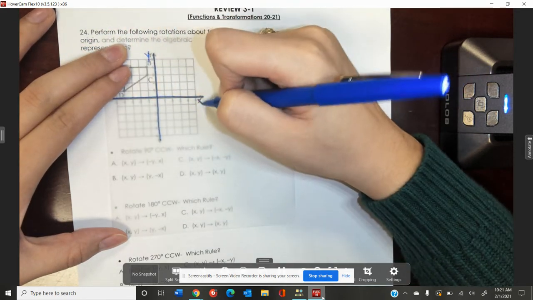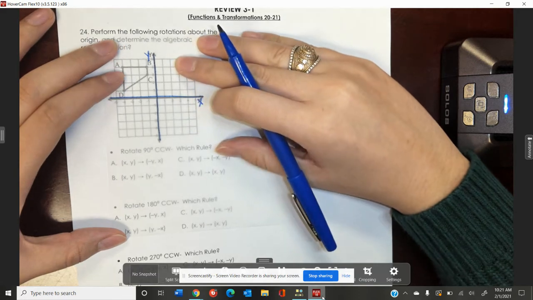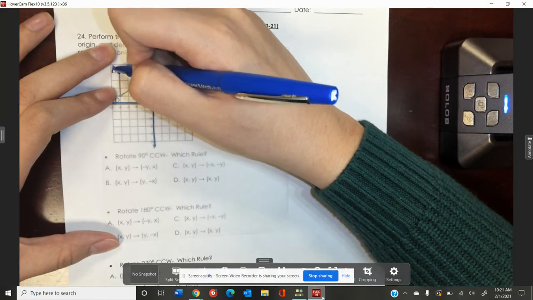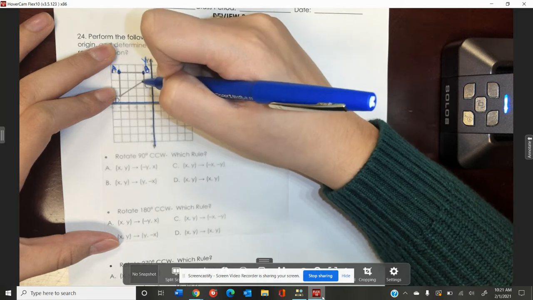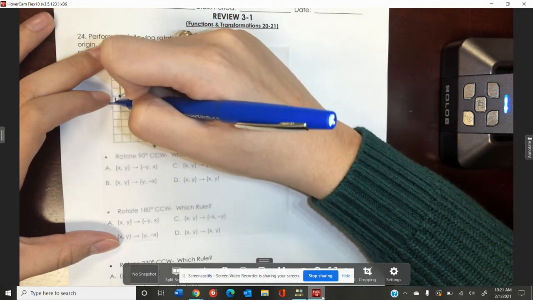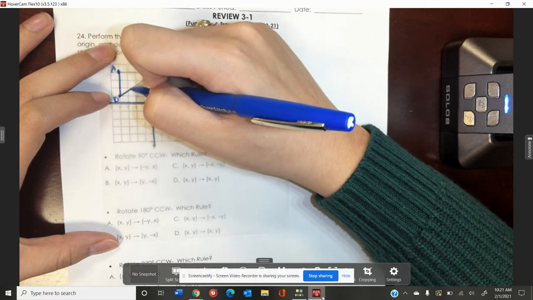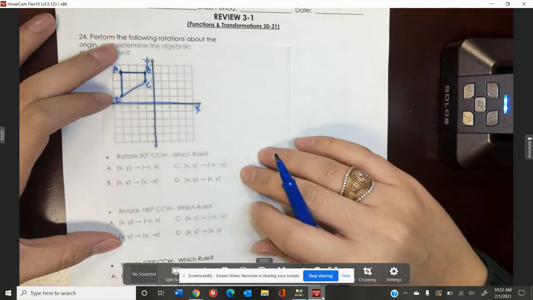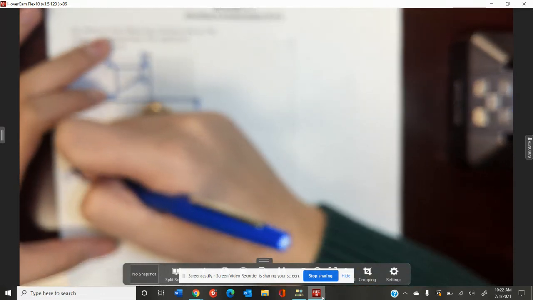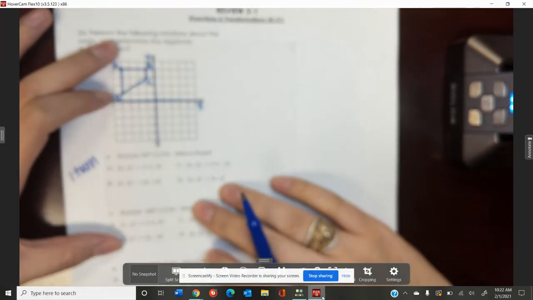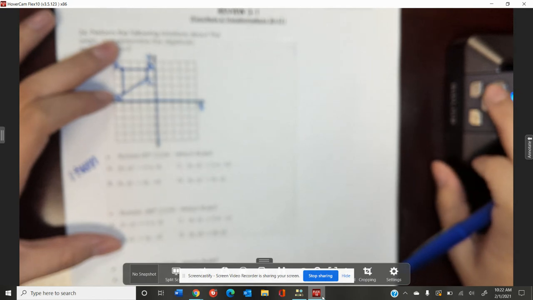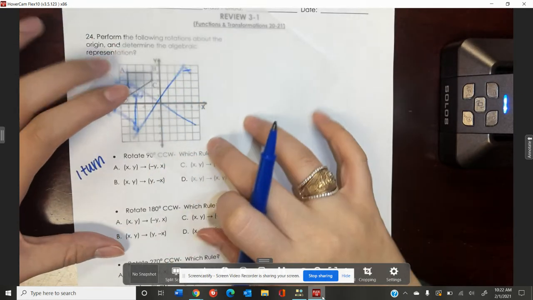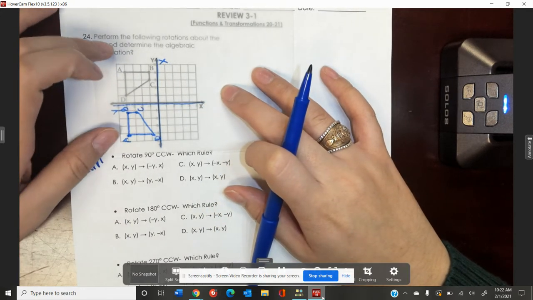So this is my y and this is my x. Now that I have traced my axis, I'm going to copy down my points. So here I have point A, I have B, C, and D. Since I'm going 90 degrees counterclockwise, that means I'm turning this one time, to the left. So I'm going to do that, and I'm going to plot this.